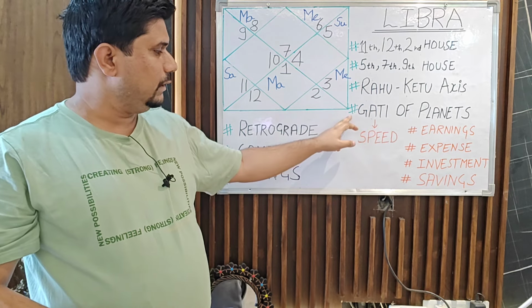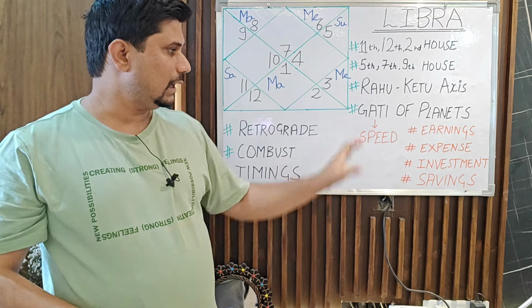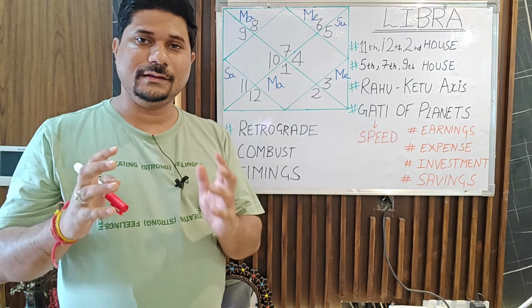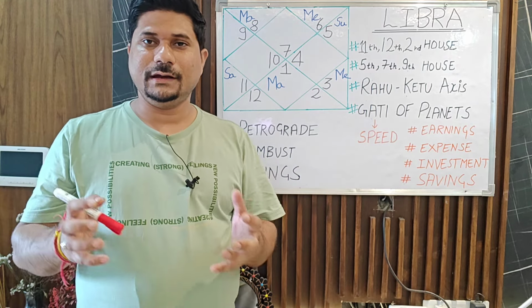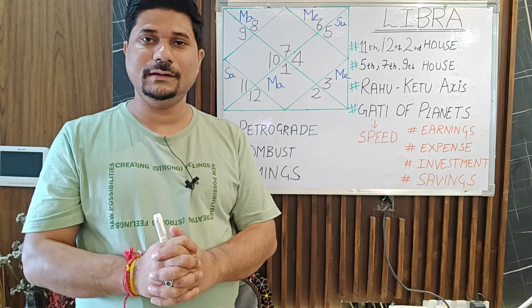Now this is one of the most interesting topics. I've already made one live session on Gati of planets. If you don't know what Gati is, Gati simply means the speed of a planet. There are certain fast moving planets and certain slow moving planets in Vedic astrology.